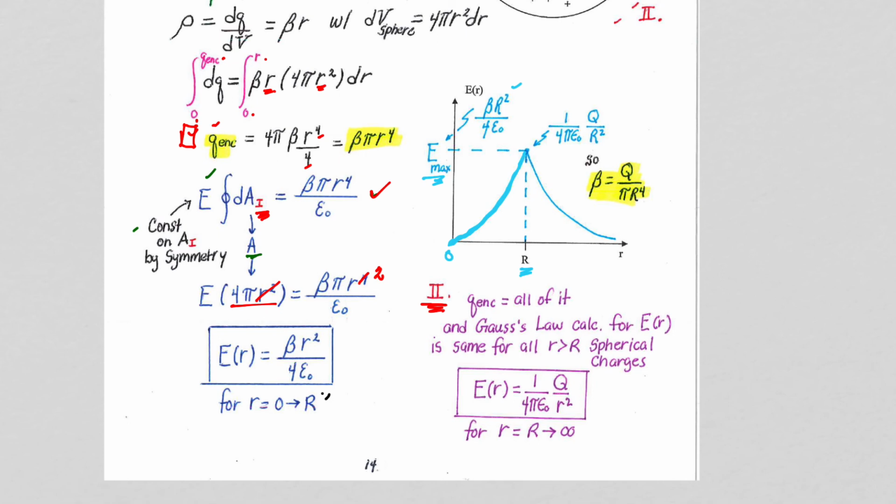So we get the 1 on r squared drop off, and what's really nice is when little r equals capital R, we get a convergence. These two values have to be the same. They converge at this single E max point. If we set them equal to each other, that is how we get our expression for beta. Keep that in mind. The convergence of the two will allow us to determine any constants that are in the problem. So beta equals Q on pi r to the fourth.